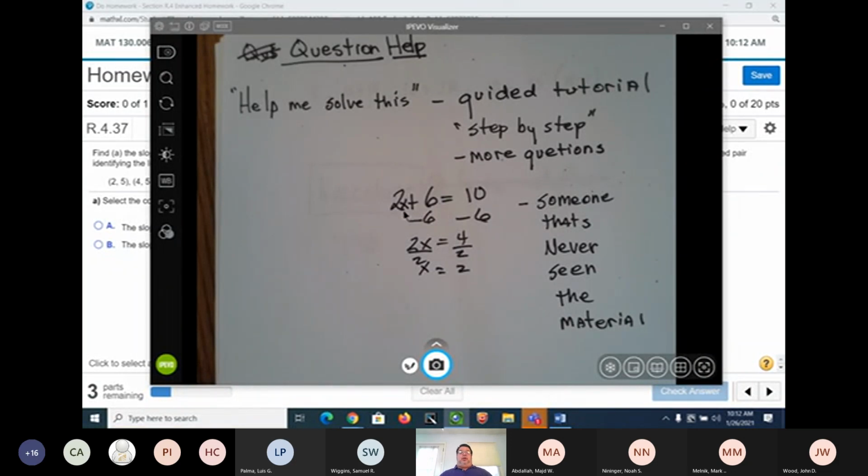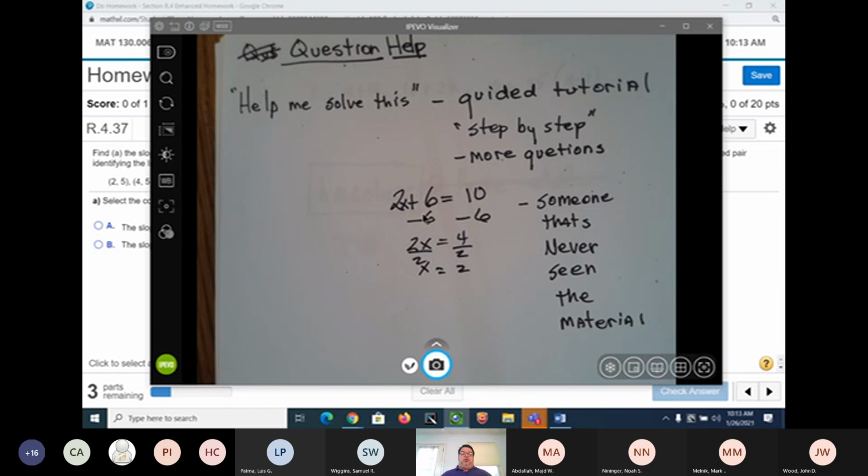How do you solve for 2x plus 6 is equal to 10? What are you trying to do? You're trying to get the variable by itself, Hubert. That's correct. How do you get the variable by itself? Well, you got to get rid of that 6 first, Hubert. That's correct. And how do you get rid of a positive 6?